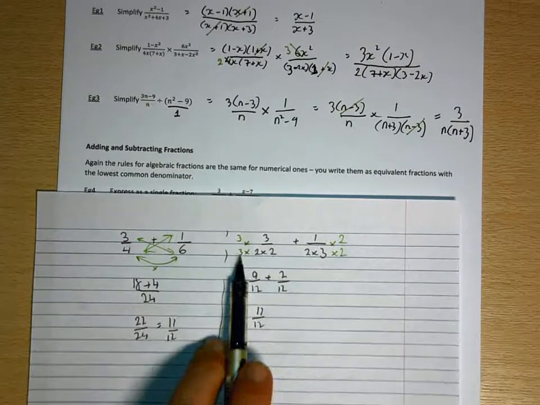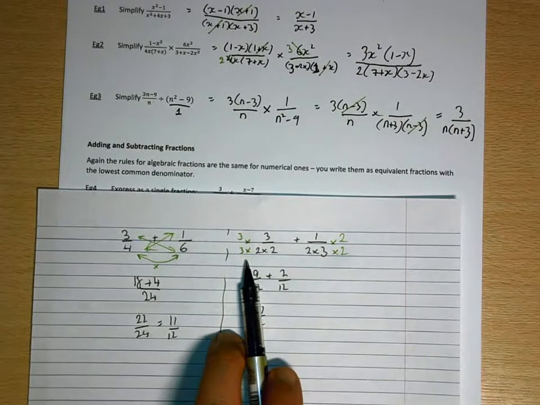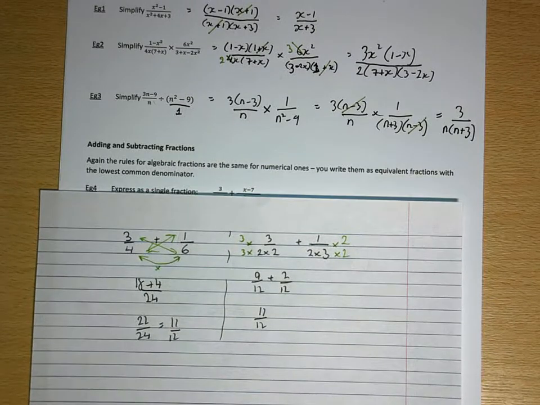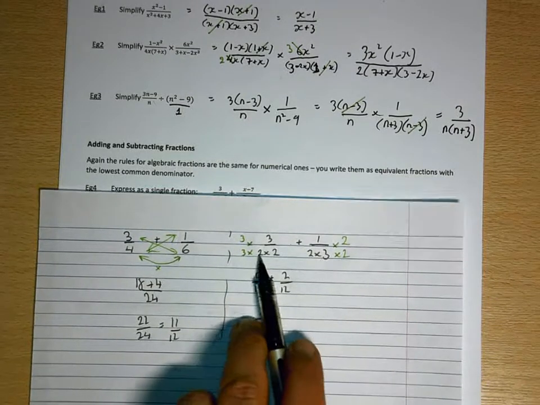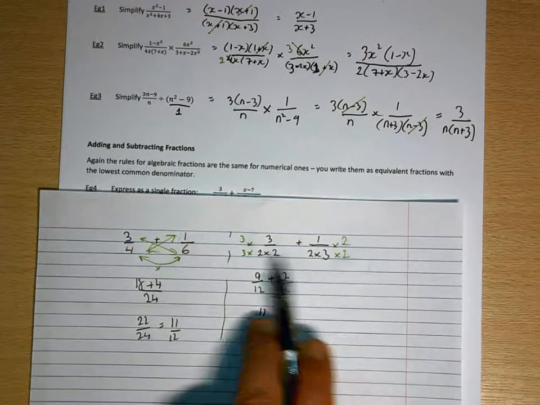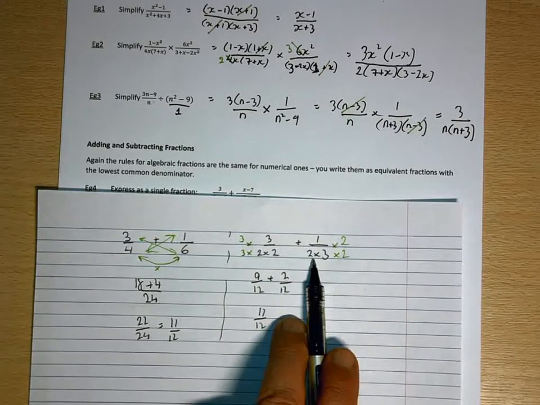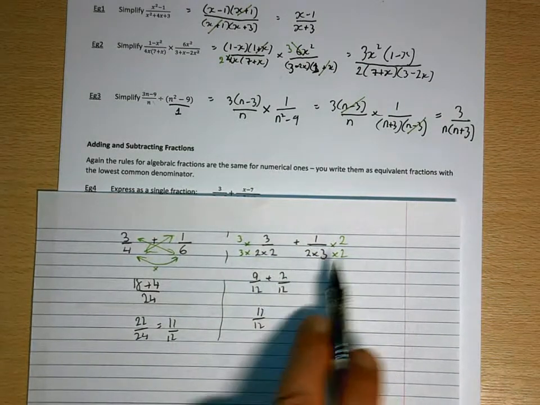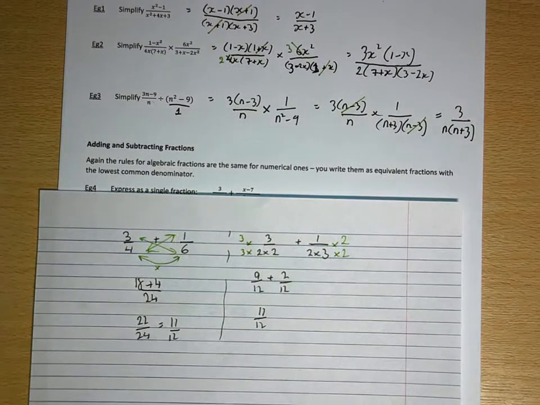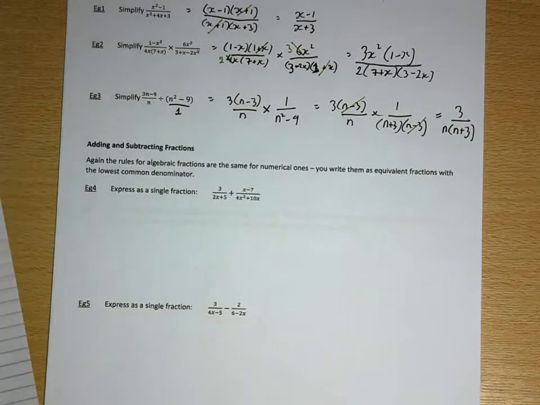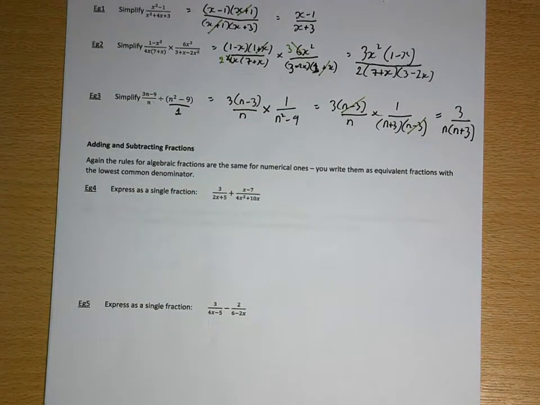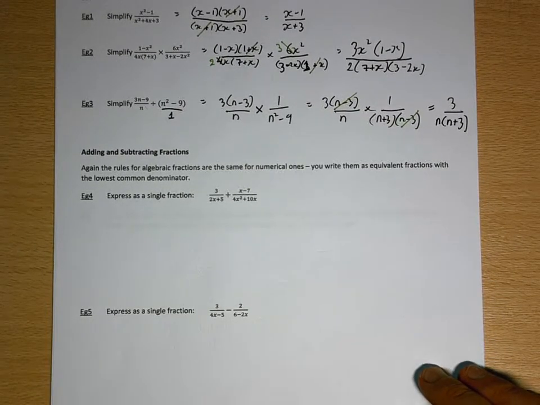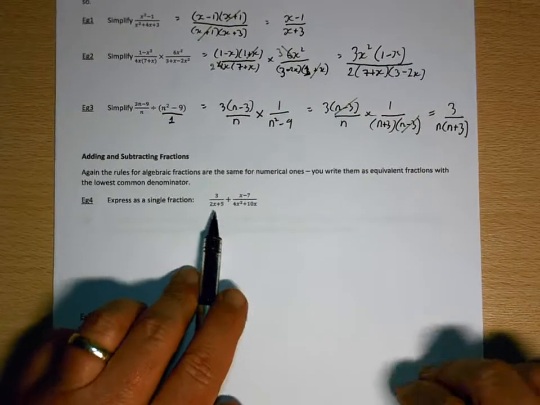The difference is, this is what you'll be spotting in algebra because you haven't got your times tables to be able to deal with. So you're looking at what the factors are in each fraction, and then what you have to multiply them by to make them the same as the other part of the fraction. Let's see if I can make sense with the examples. So express as a single fraction.